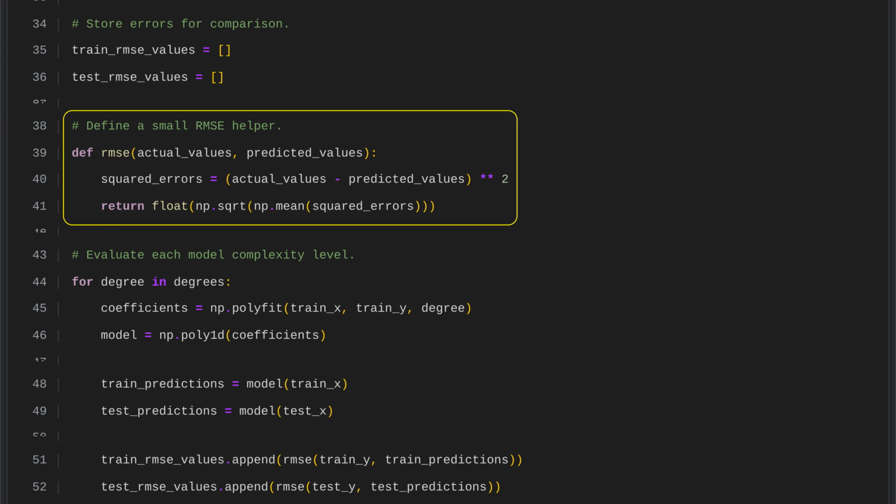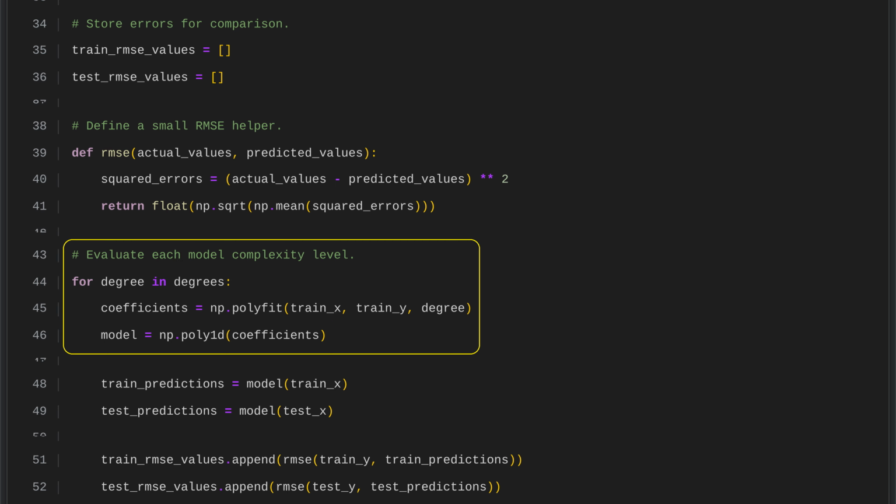The root mean square error helper function compares actual values with predicted values to measure model accuracy. It finds the average of the squared prediction errors, then takes the square root to return one overall error value. A lower value means the model's predictions are closer to the actual results.